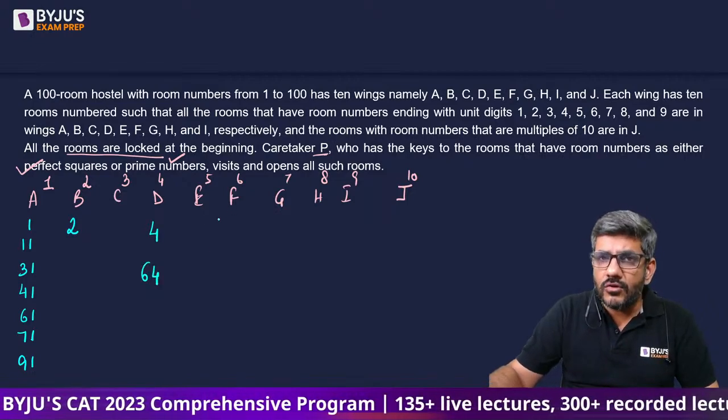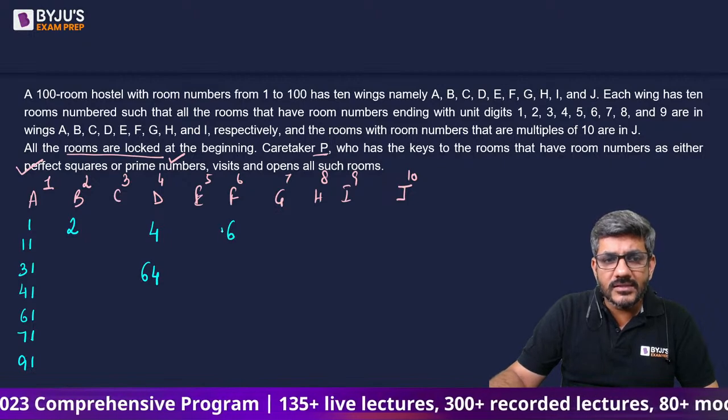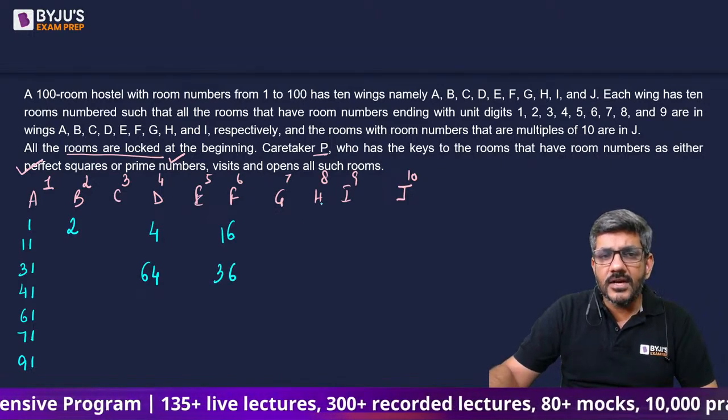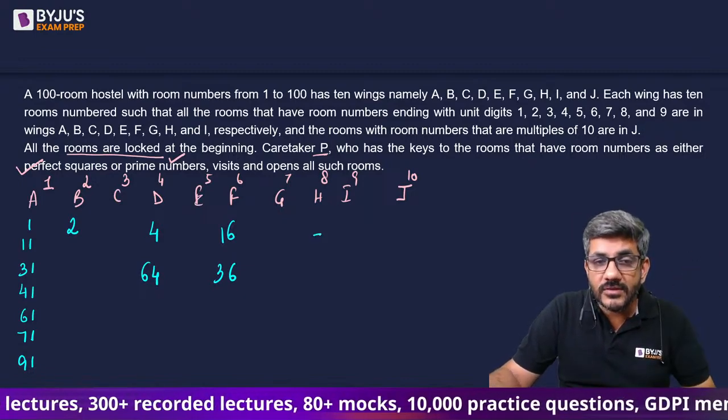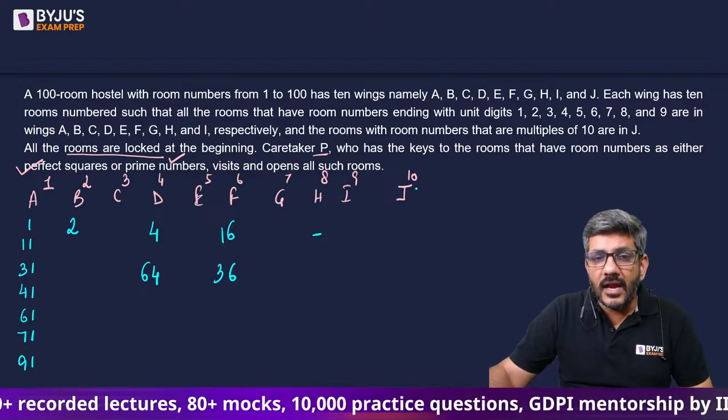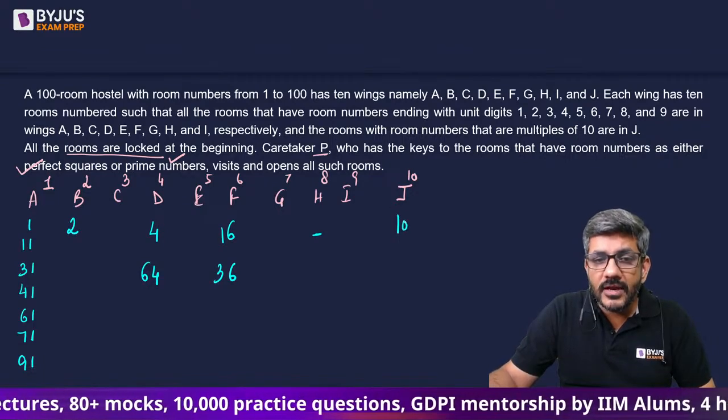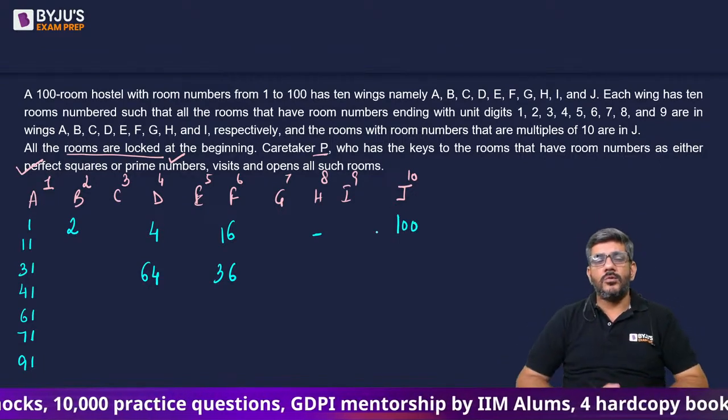Wing F, primes will not be there. What are the squares? They are 16 and 36. When I talk about H, primes will not be there at all. What are the squares? No square ends with it. So there is no number in H wing. And when I talk about J, primes are not there. So the only square is equal to 100.